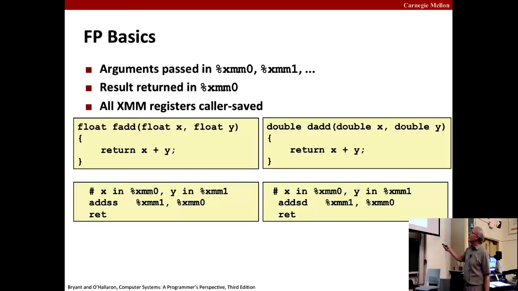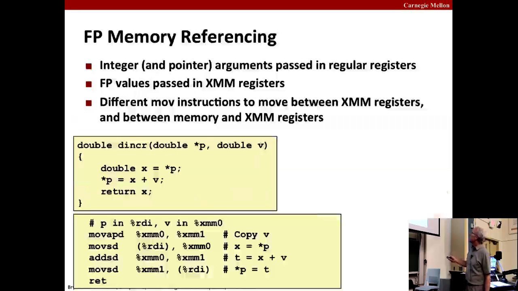And the rules are pretty simple. Just as we saw before that arguments get passed in registers, well, floating point arguments get passed in these XMM registers. You don't have to memorize RDI, RSI, RDX. They're in XMM 0, 1, 2. It's all very logical. And the return value is in XMM 0. And all the registers are caller save. There's no callee save. So something like adding 2 floating point numbers will just look like a single floating point addition instruction. Same with double.